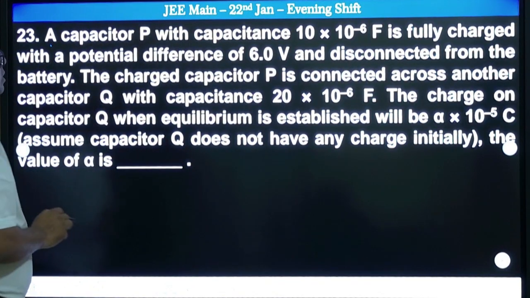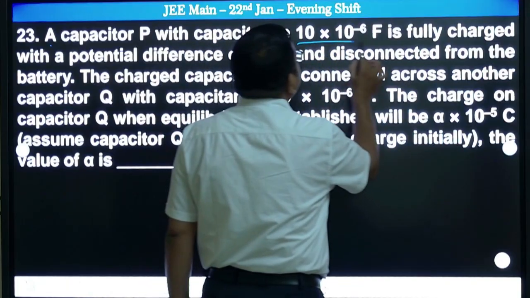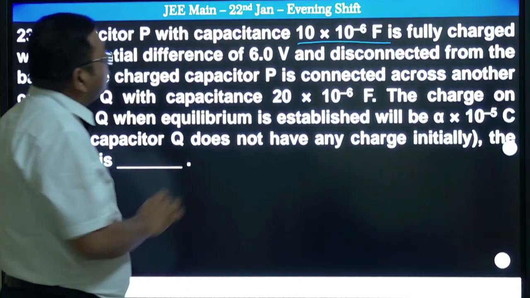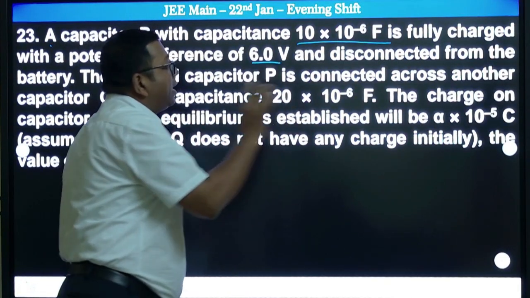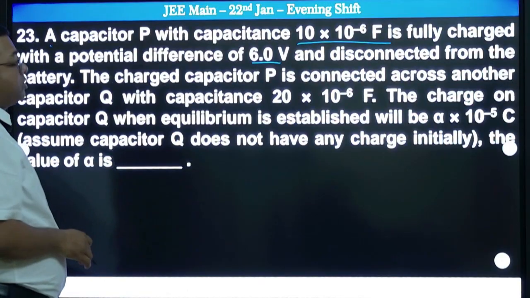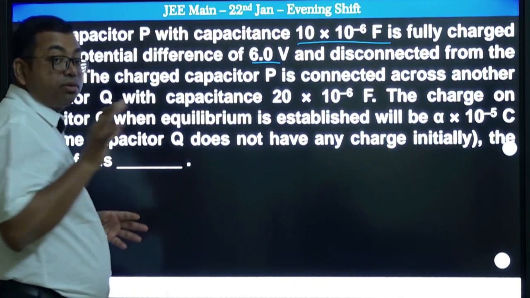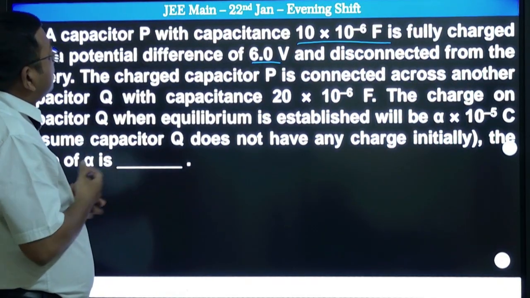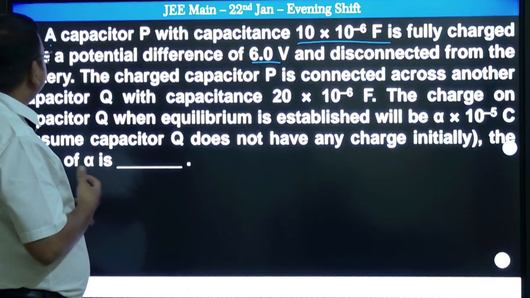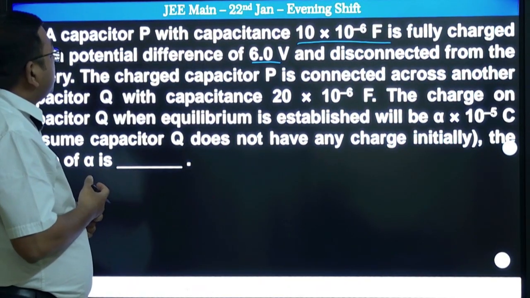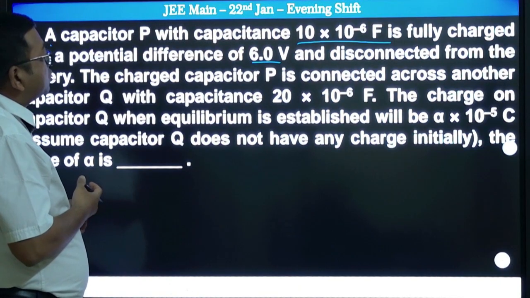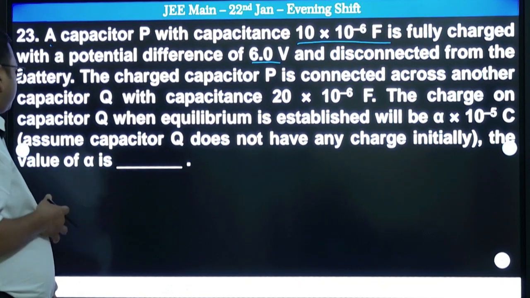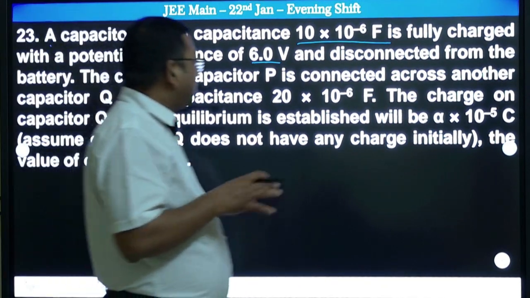A capacitor with capacitance, which is given here, is fully charged with a potential difference, also given, and disconnected from the battery. That means it will get a charge which should remain constant. Now capacitor P is connected across another capacitor Q with a given capacitance. The charge on capacitor Q when equilibrium is established will be this.